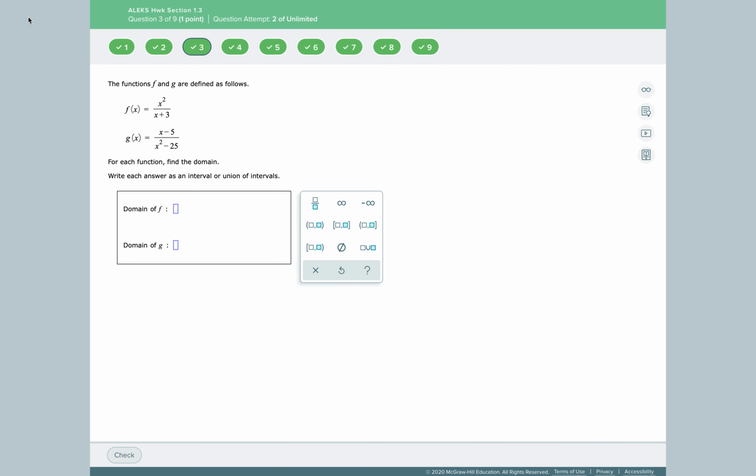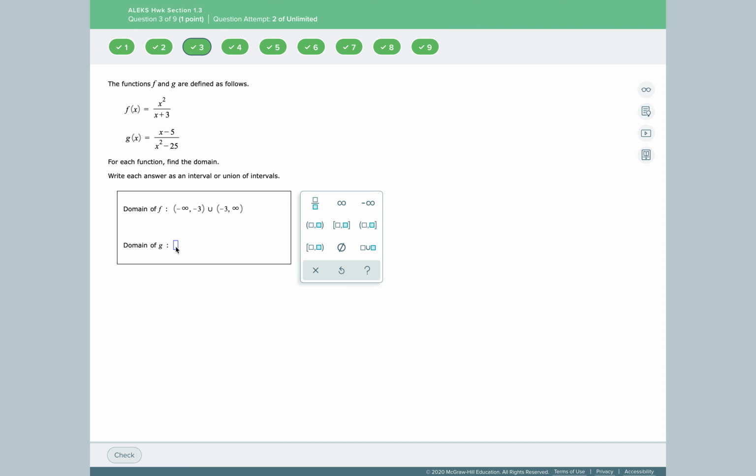For the third item, it says the functions f and g are defined as follows. Here we have f of x equal to x squared over x plus 3, and g of x equal to x minus 5 all over x squared minus 25. For the domain of f, the restriction is that x plus 3 cannot be 0, so x cannot be -3. In interval notation, we start with those values of x less than -3, and after that, those values of x greater than -3, going past -3 on out to infinity.